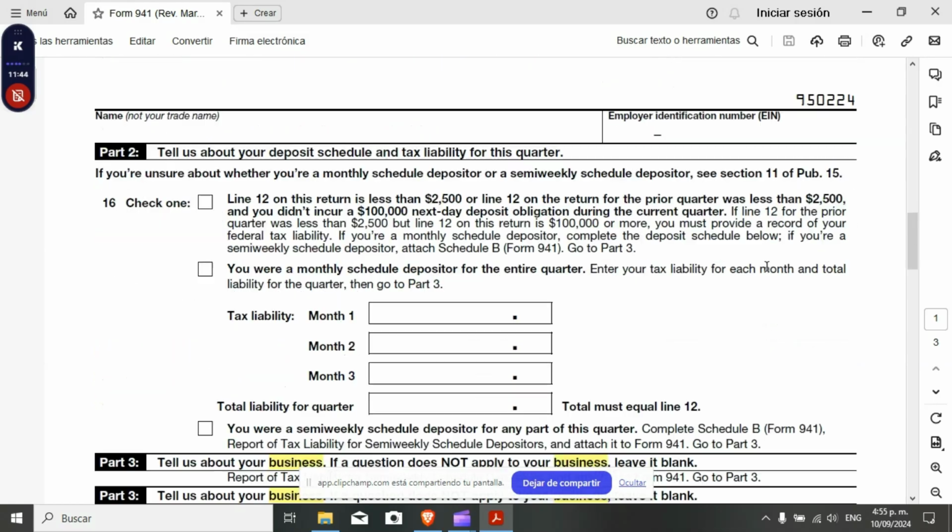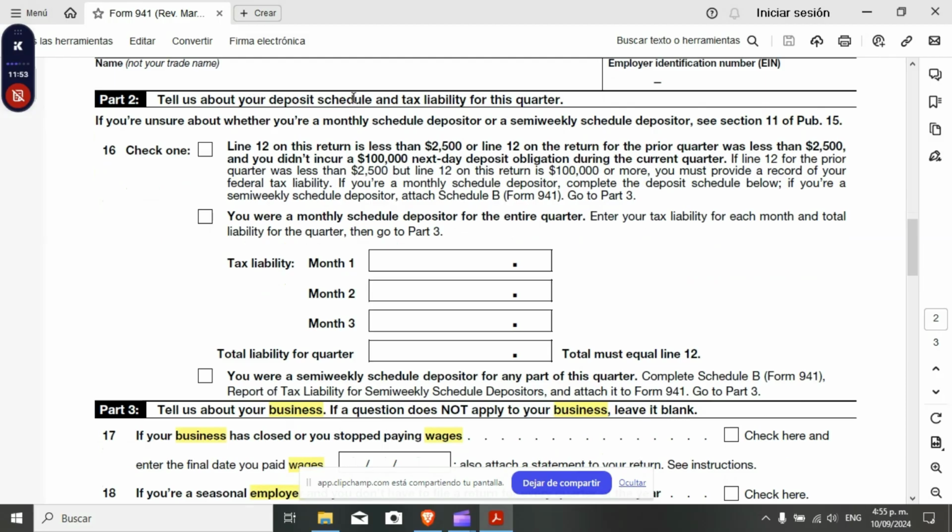Okay, so we're going to keep scrolling. Part two, here you have to sign your name and again the employer identification number just so they can identify you, and then tell us about your deposit schedule and tax liability. If this is your first time filing, or if you're anything other than a quarterly filer, you check here because it's less than $2,500. If you haven't filed before or you are used to doing quarterly, you just check this first one.